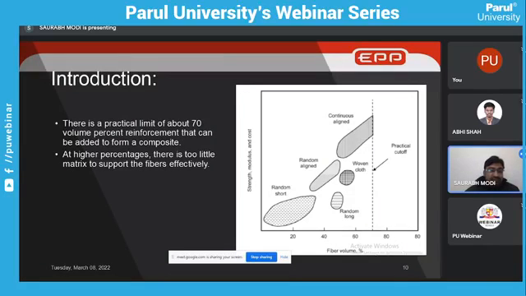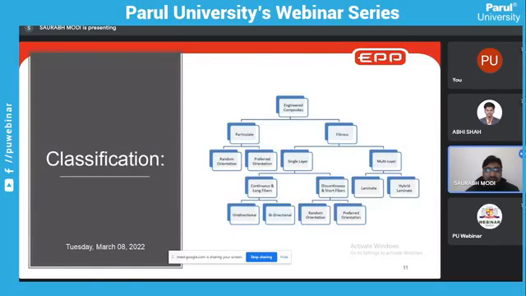That is the basic. This slide represents how much reinforcement you can add. 70 percent volume is the maximum. You can't go beyond that. The x-axis represents percentage volume, and the y-axis represents strength, modulus, and cost. It's very clear that as you add more percentage volume, you get higher strength and higher properties. It's quite simple.